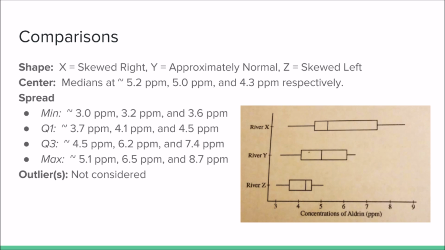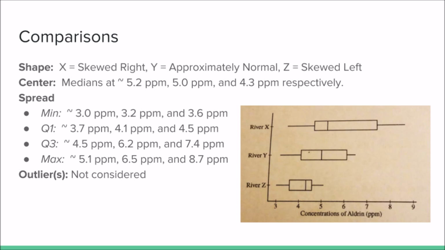The 5-number summary for the distribution of River X is a minimum of 3.0 parts per million, a quartile 1 of 3.7 parts per million, a quartile 3 of 4.5 parts per million, and a maximum of 5.1 parts per million, whereas the 5-number summary for River Y is a minimum of 3.2 parts per million, a quartile 1 of 4.1 parts per million, a quartile 3 of 6.2 parts per million, and a maximum of 6.5 parts per million. And the 5-number summary for River Z is a minimum of 3.6 parts per million, a quartile 1 of 4.5 parts per million, a quartile 3 of 7.4 parts per million, and a maximum of 8.7 parts per million.